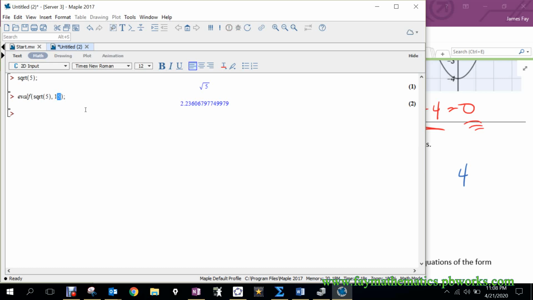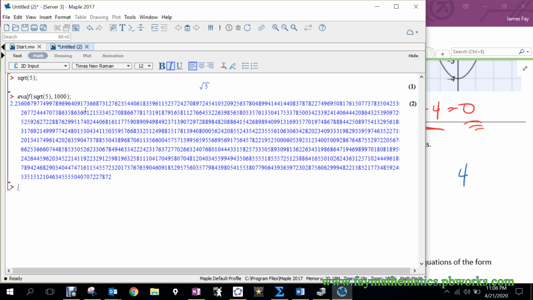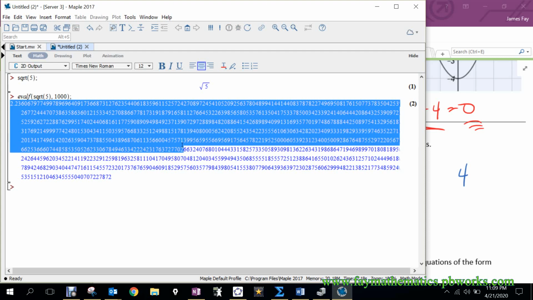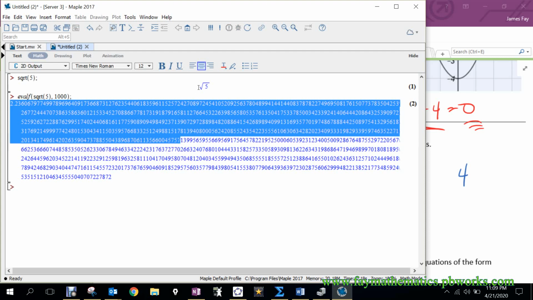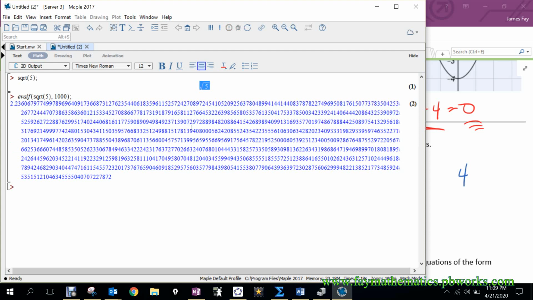Like Desmos only shows 10, TI-83s, TI-30s only show 10 decimal places. This thing can show a lot. So let's go 1,000. There's 1,000 decimal places, and there's no pattern there. Meaning that no matter where I cut this off, no matter where I round this, I no longer have exactly the square root of 5. I have an estimation of the square root of 5.